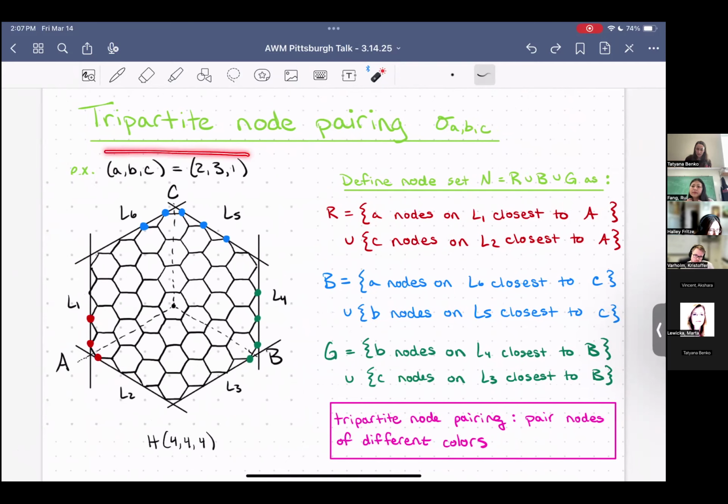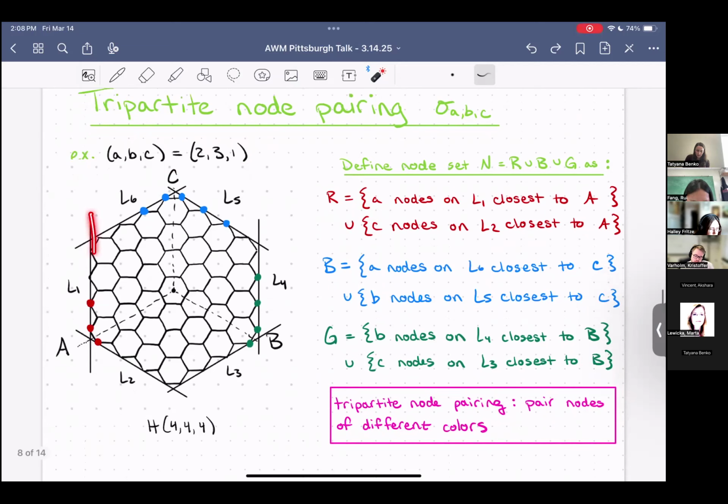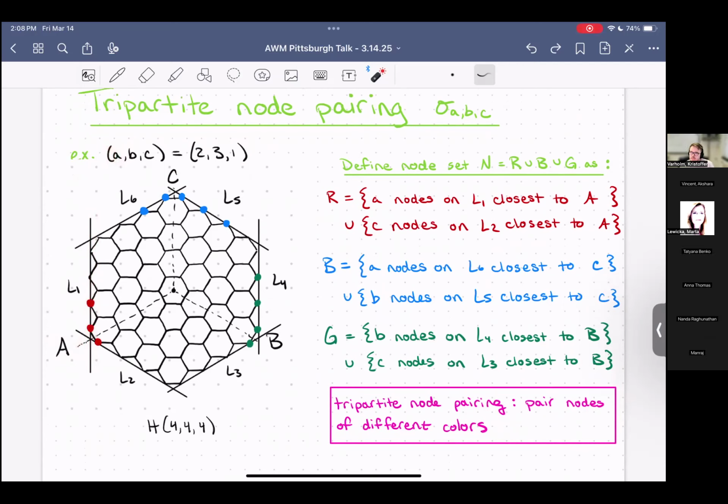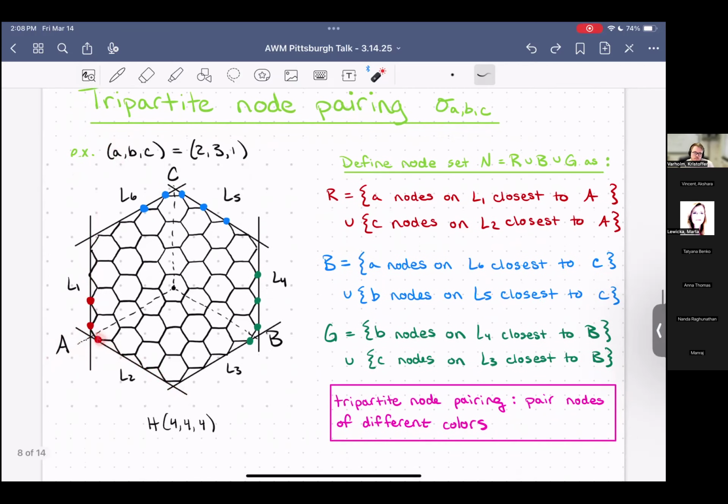So I want to fix my A, B, and C. And on my hexagon graph, I want to define these nodes. So on this L1 line here, I want to take the little a nodes closest to corner A. And on L2 here, I want to take C nodes closest to corner A, and I'm going to color them red. And similarly, I'm going to make these ones all blue and these ones green.